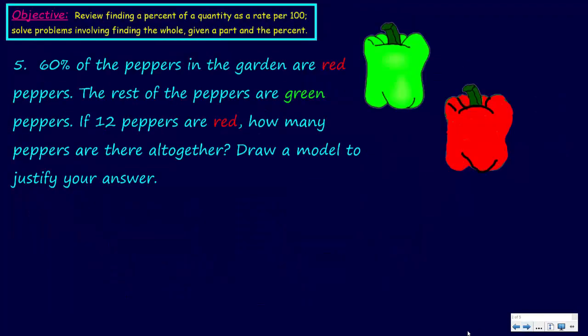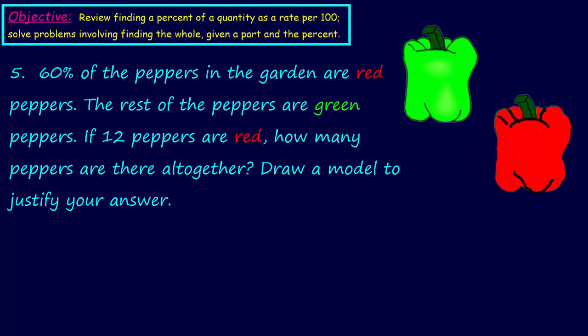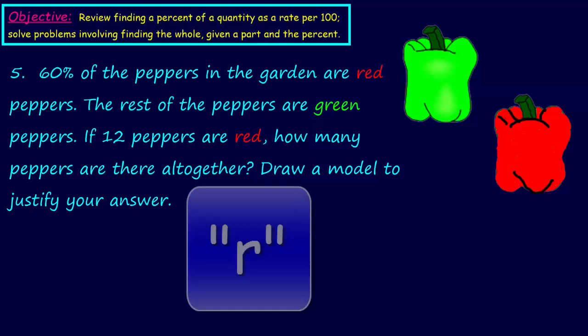So here we are with question number 5. It states 60% of the peppers in the garden are red peppers. The rest of the peppers are green peppers. If 12 peppers are red, how many peppers are there altogether? It says draw a model to justify your answer. My goodness, they do use that word justify a lot, don't they? Justify your answer. So we can definitely do that.